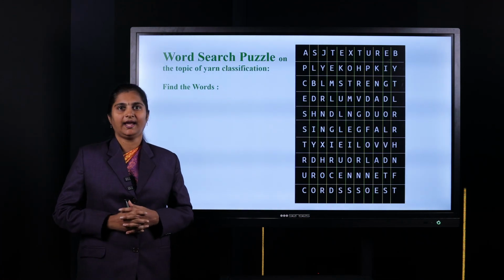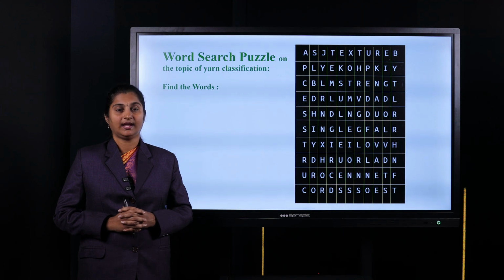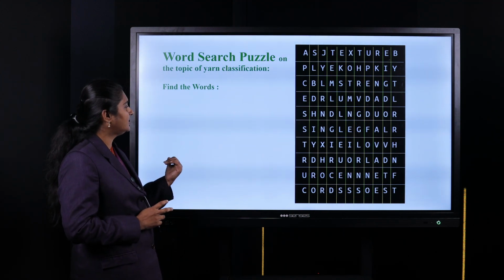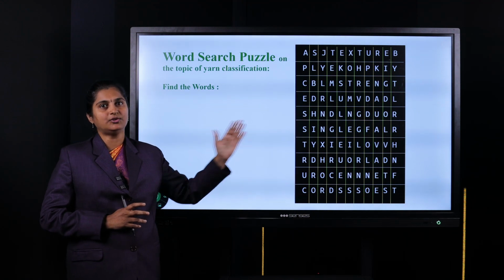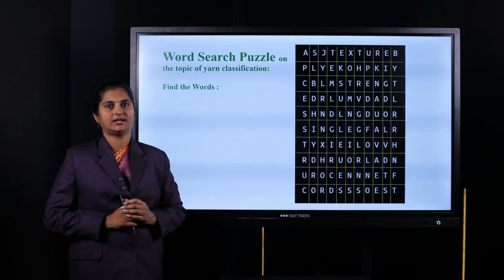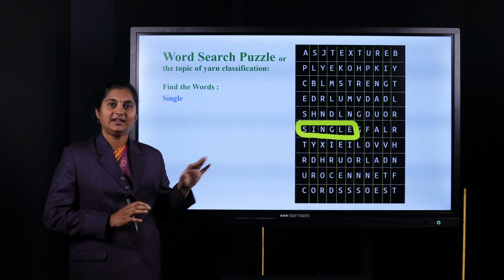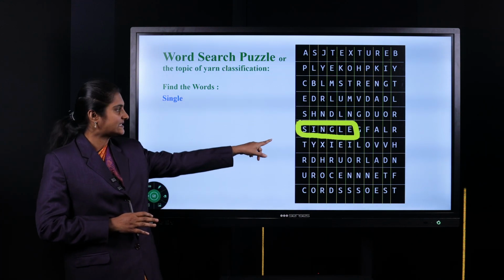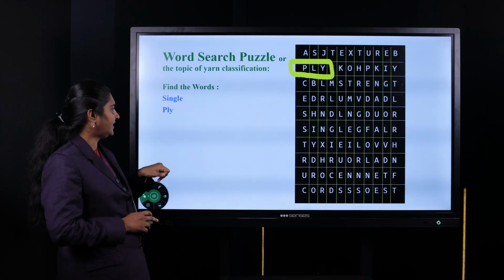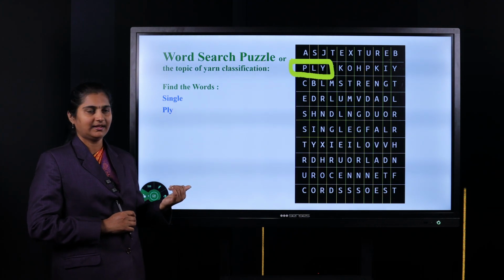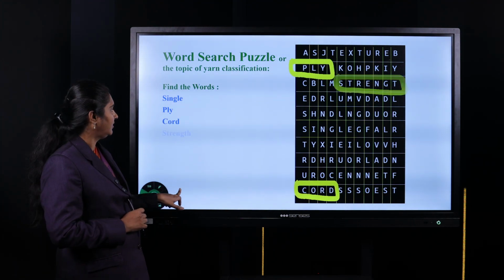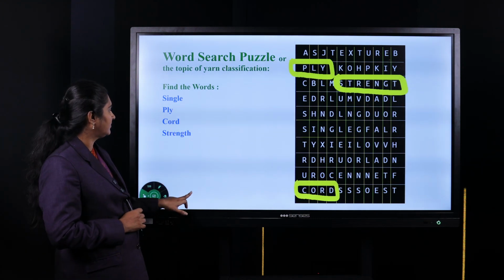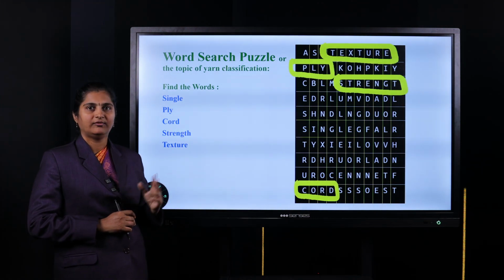And next we shall play a word search puzzle on the topic yarn classification. So, here I have formed a word puzzle, and from this you could find the words related to yarn classification. Here the first word is single. We shall find the next word which is ply. Next we have cord, we have strength and we have texture.